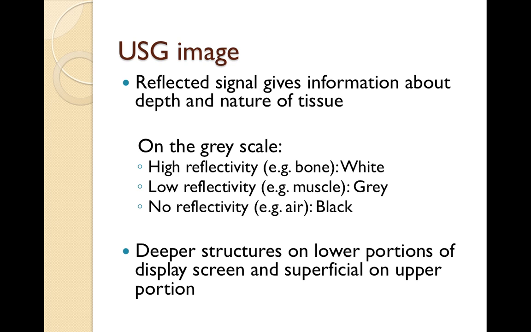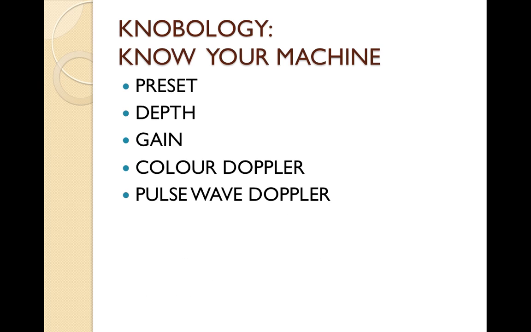In the USG image, reflected signal gives information about depth and nature of the tissue. If reflectivity is high, like in bone, it looks white. If reflectivity is low, like muscle, it is gray. And if there is no reflectivity, like air, it is black. Deeper structures are on the lower portion of the display screen, and superficial on the upper portion. That is very common sense.